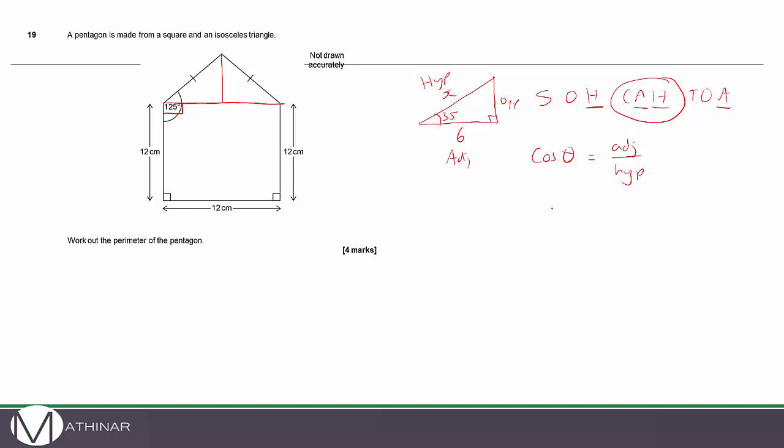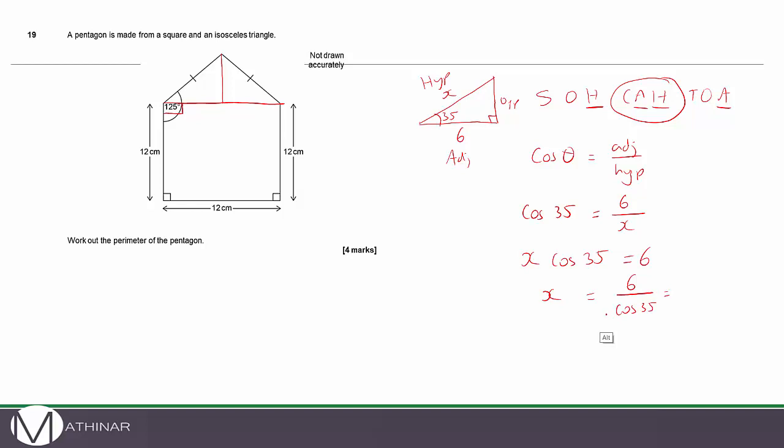So theta is the angle, so cos 35 is equal to adjacent, which is 6, divided by the hypotenuse, which we've called x. And we need to solve this equation to make x the subject. So let's get rid of the fraction first by multiplying both sides by x. So x times cos 35 is equal to 6. And now we want x on its own, so let's get rid of the cos 35 by dividing by cos 35. So x is equal to 6 divided by cos 35.